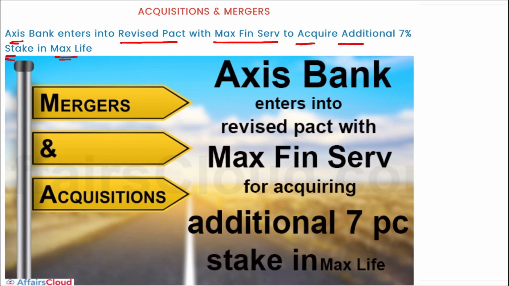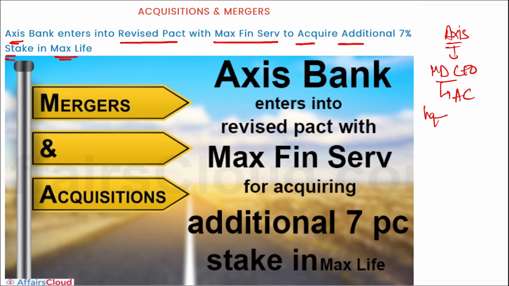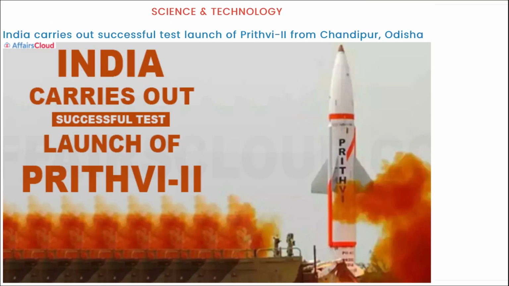Next, if we talk about Axis Bank, who is the managing director and chief executive officer? He will be Amitabh Chaudhary. Where is the headquarter? The headquarter is in Mumbai, Maharashtra. And when was this established? It was established in 1993.